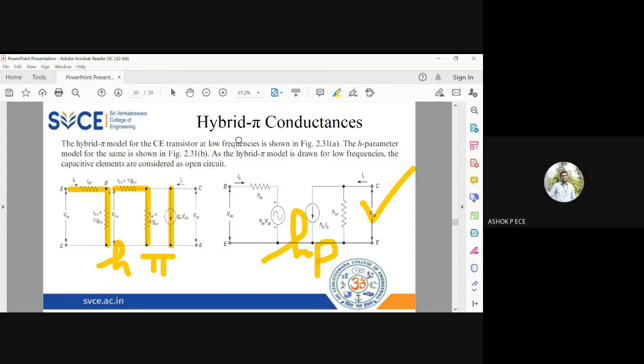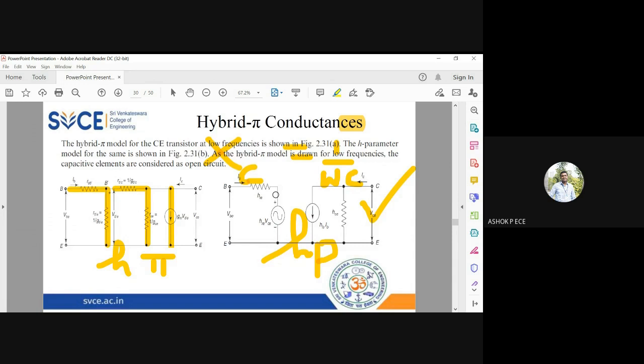At low frequency, the reactance of a capacitance is Xc equal to 1 by omega C. If omega equals 0, Xc will become infinity, and infinity is an open circuit. That's why all the capacitances which were there in the hybrid pi model are open circuited here. This is just to show you the comparison between the hybrid pi model and the H parameter model, and how the diagram is going to look.